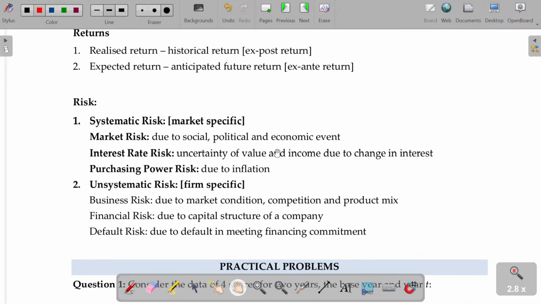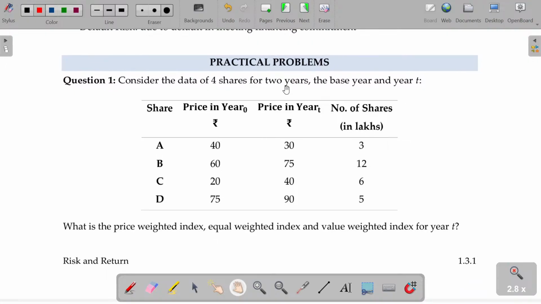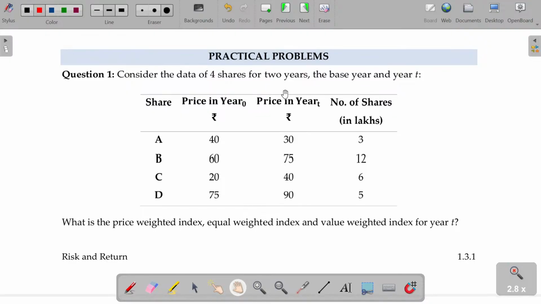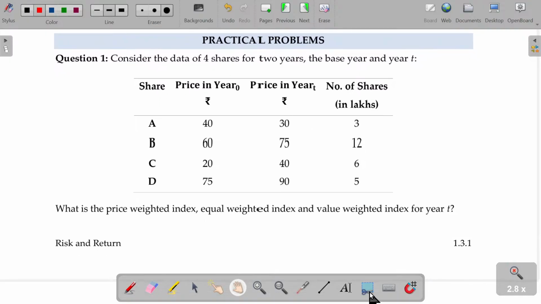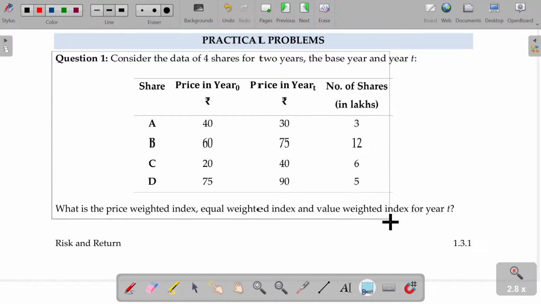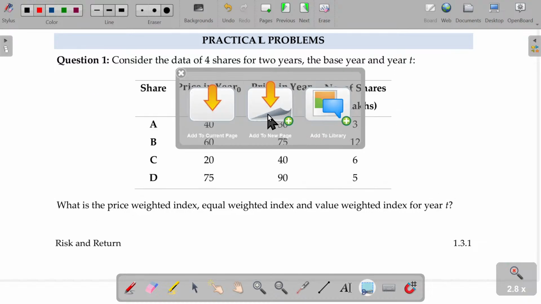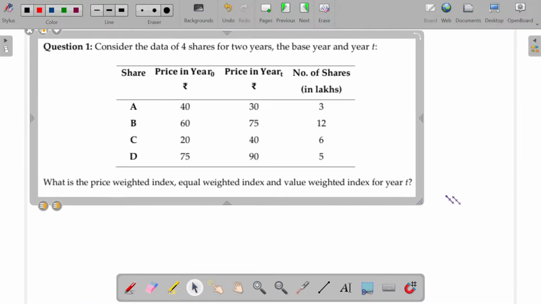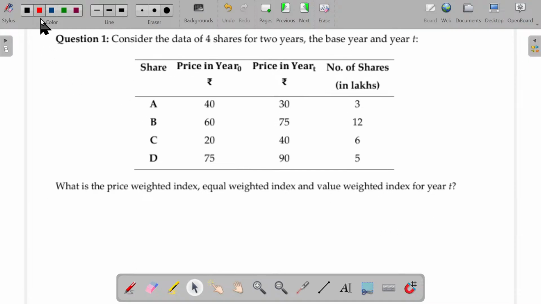Before we go on to understand the related theory, let me try to finish up this illustration. Question number 1 here. Consider the data of 4 shares for 2 years, the base year and year T. This is the base year, this is year T. The number of shares held is given here.